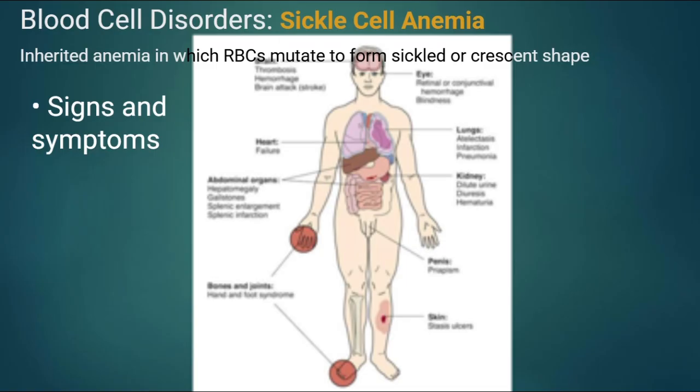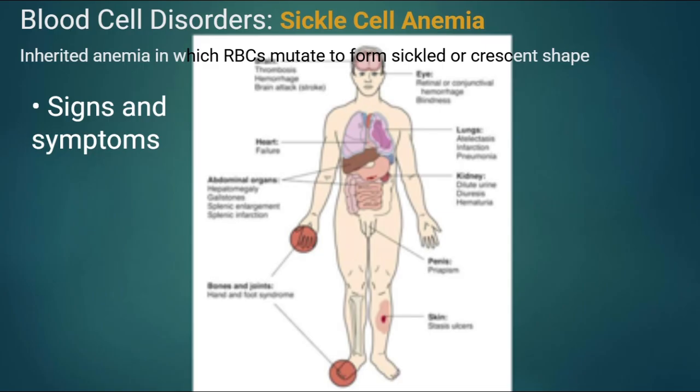Kidneys. Damage to kidney vessels may cause dilute urine, diuresis, or hematuria, and over time can lead to chronic kidney disease. Abdominal organs. The spleen is often affected, leading to splenic enlargement, infarction, and eventual loss of spleen function, autosplenectomy. This greatly increases infection risk. Patients may also have gallstones from excess bilirubin due to RBC breakdown and hepatomegaly.